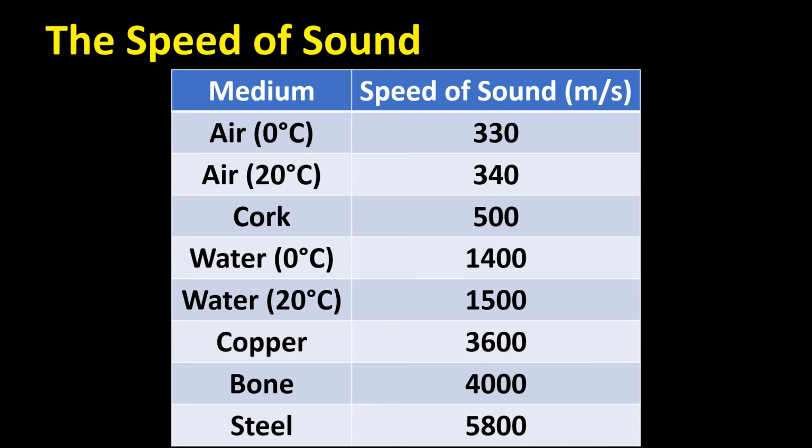Then what we have is a soft solid object, cork. If you take cork and pass sound through it, it travels a little faster than air. It travels even faster through water, and you can see that warmer water will cause the sound to travel a little faster. When we get to solids like metals or bone or steel, it is traveling the fastest.